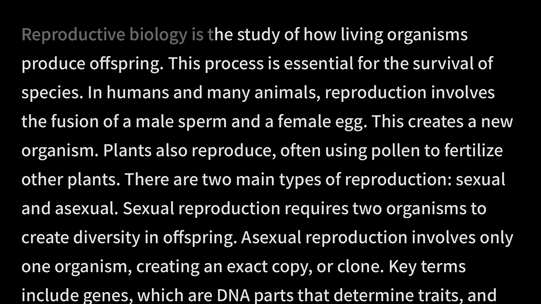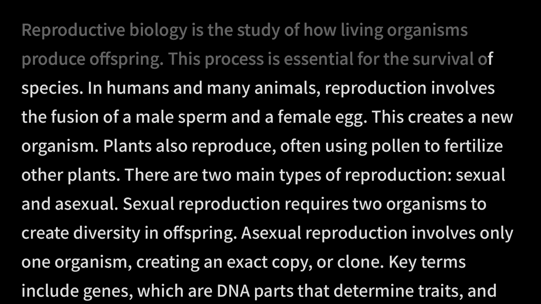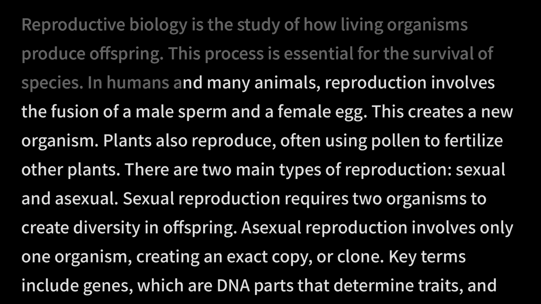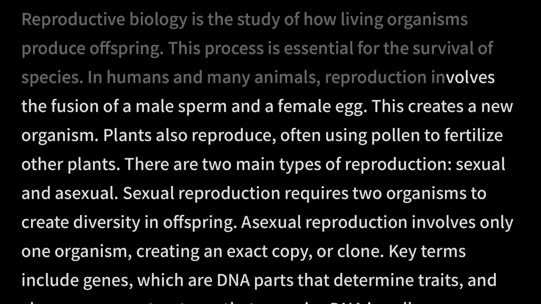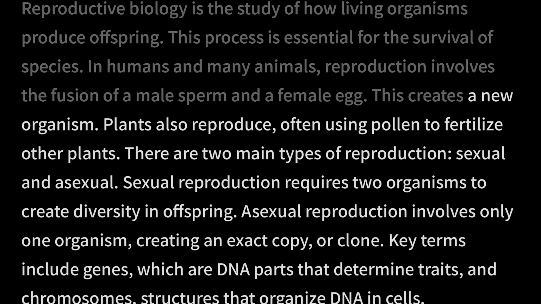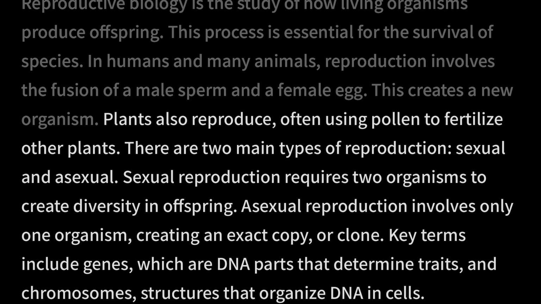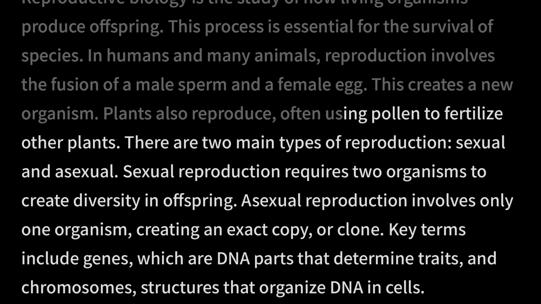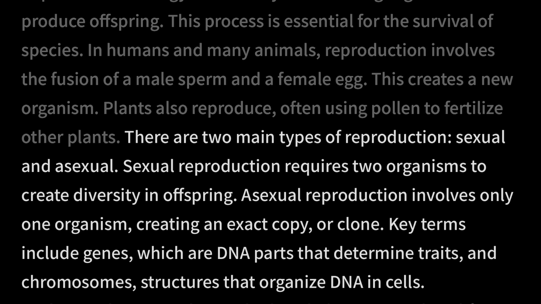Reproductive biology is the study of how living organisms produce offspring. This process is essential for the survival of species. In humans and many animals, reproduction involves the fusion of a male sperm and a female egg. This creates a new organism. Plants also reproduce, often using pollen to fertilize other plants.